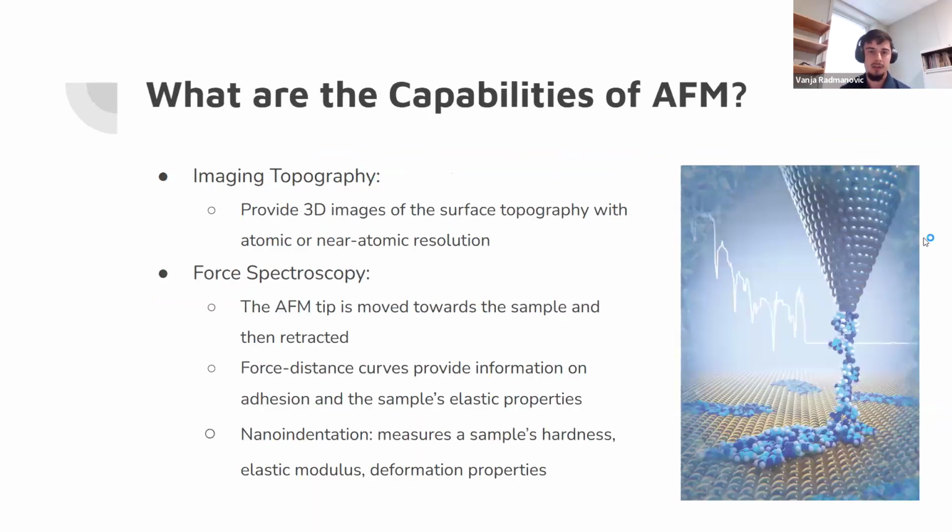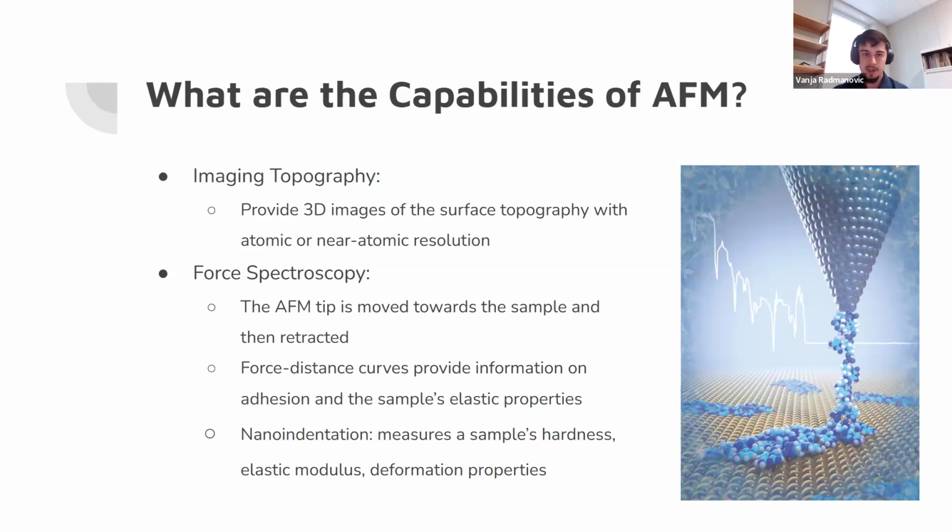And also, we're going to talk about some of the capabilities of AFM, what it can do. The first and most obvious one is to generate images, to provide 3D images of the surface topography, so you can see what's on the surface at this very small scale, with atomic or near atomic resolution. And even based off these images, you can get additional analysis, like the roughness or the texture of the surface.